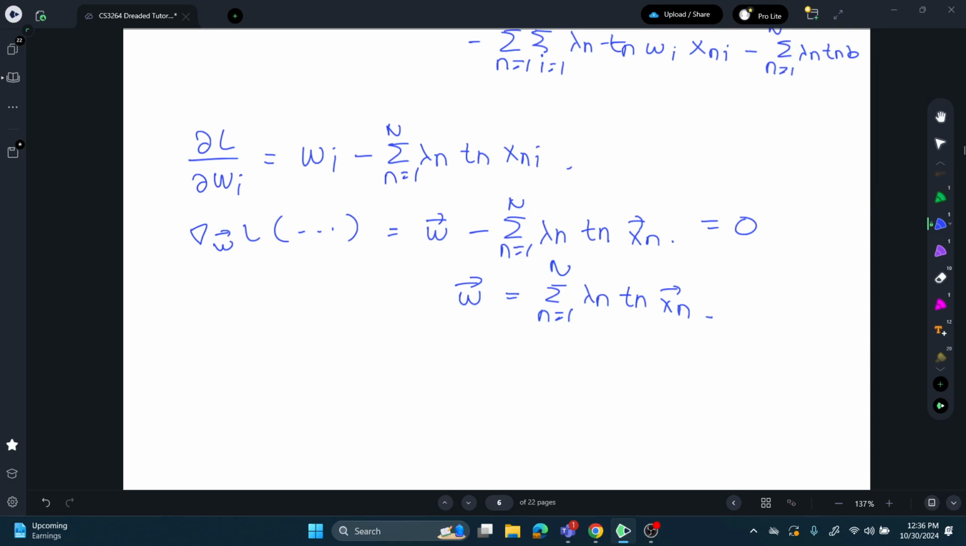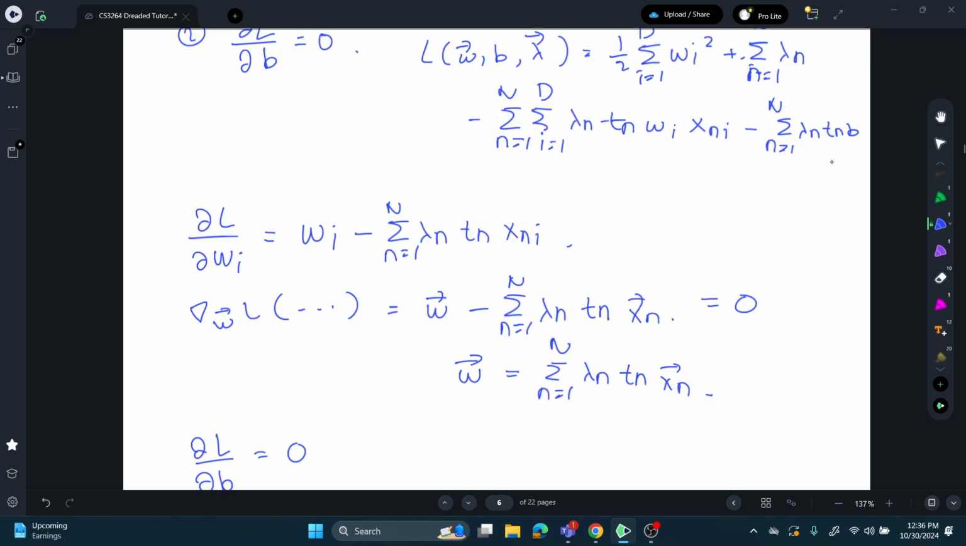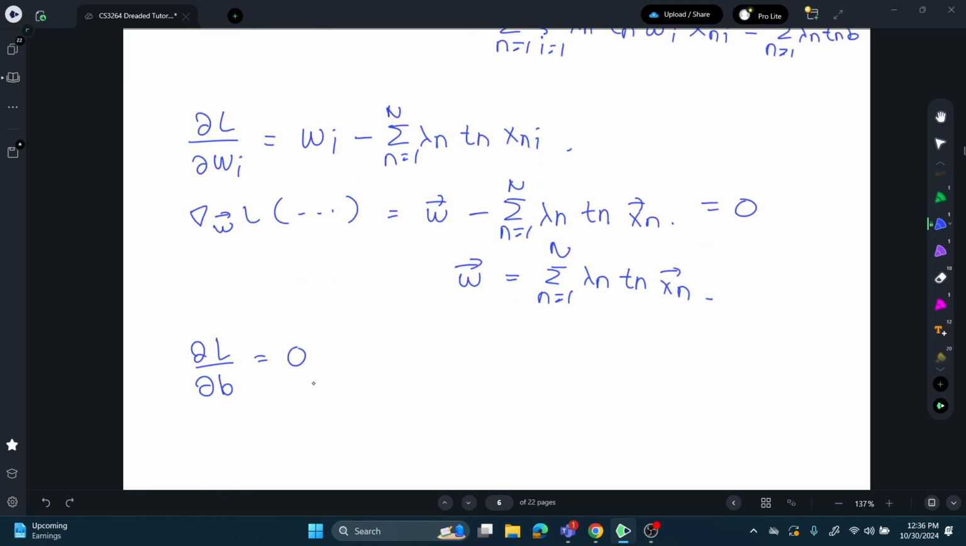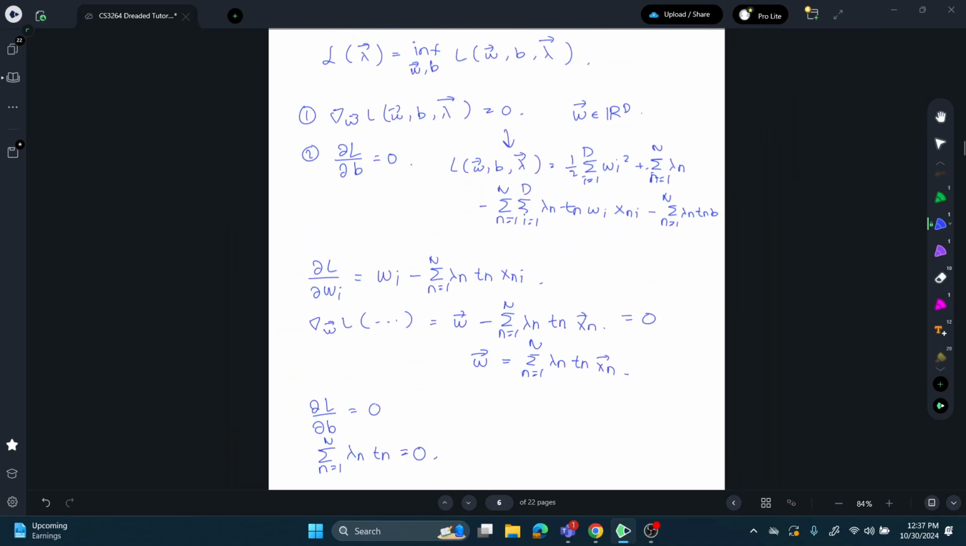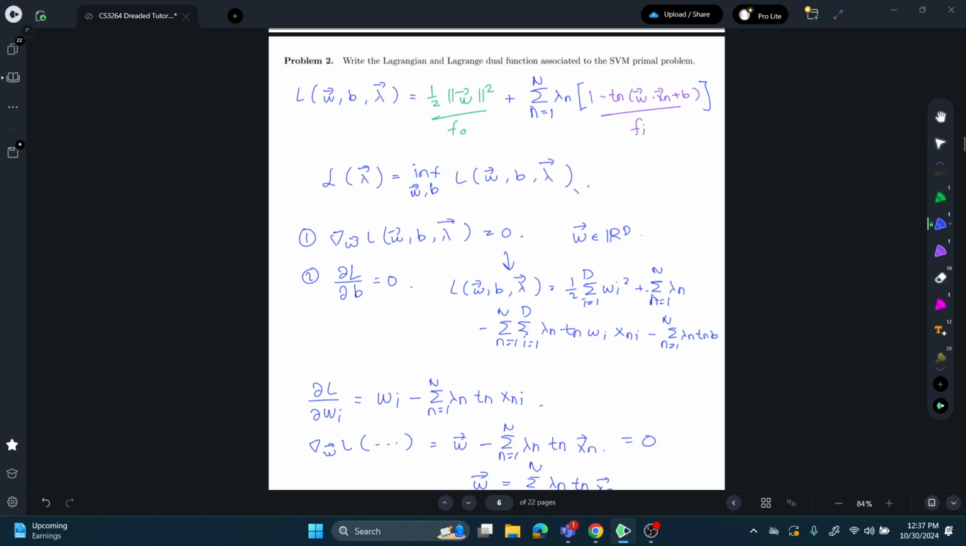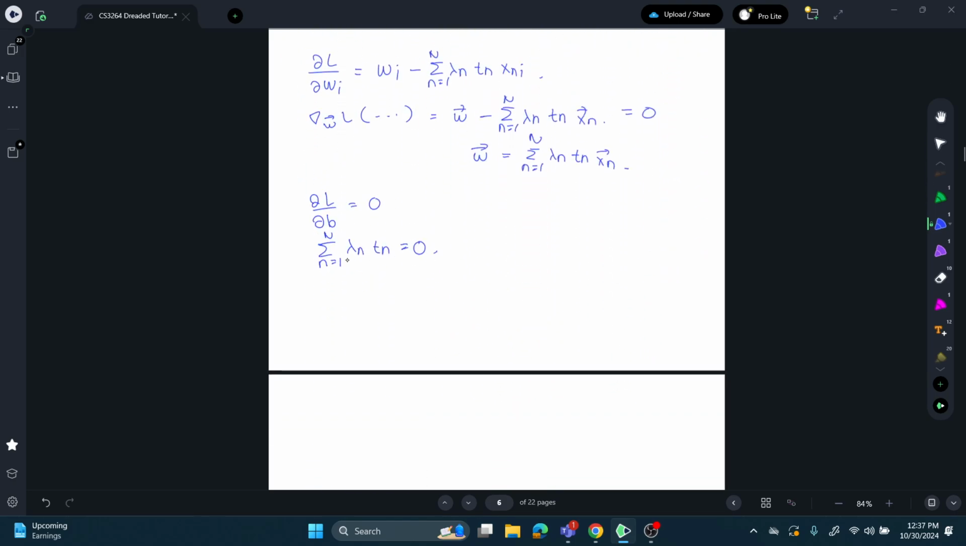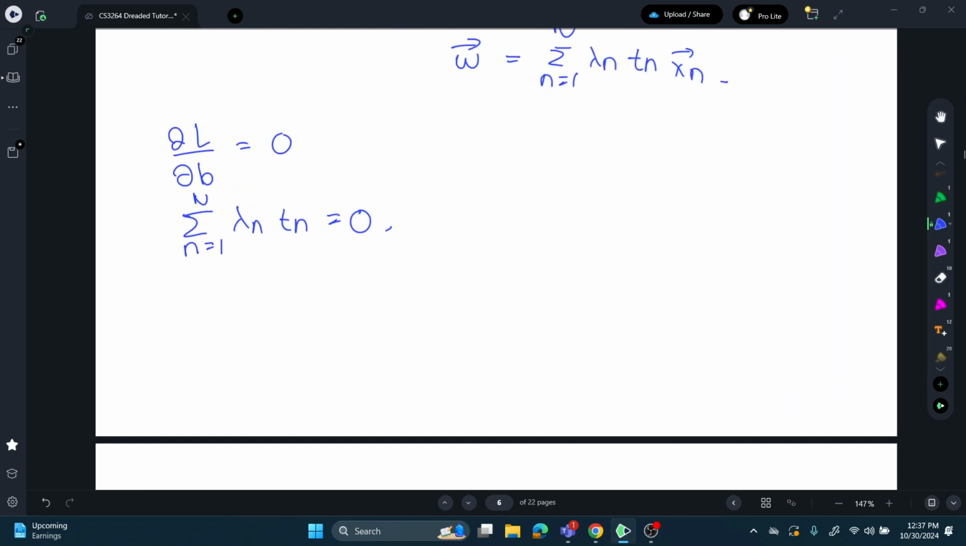This is my first constraint. My second constraint is obtained when I differentiate L with respect to b. When I do that, and I set this to be equal to 0, notice that the only term containing b is here. So when I differentiate with respect to b, this will just be saying that the sum from n equals 1 to capital N of lambda n, tn is equal to 0. So now this is my second constraint. My second constraint is telling me that when I minimize this problem, when I try to get the value that minimizes this Lagrangian, this constraint must be satisfied as well.